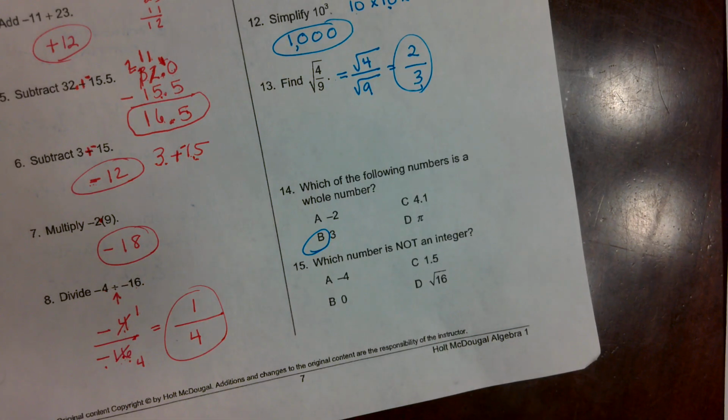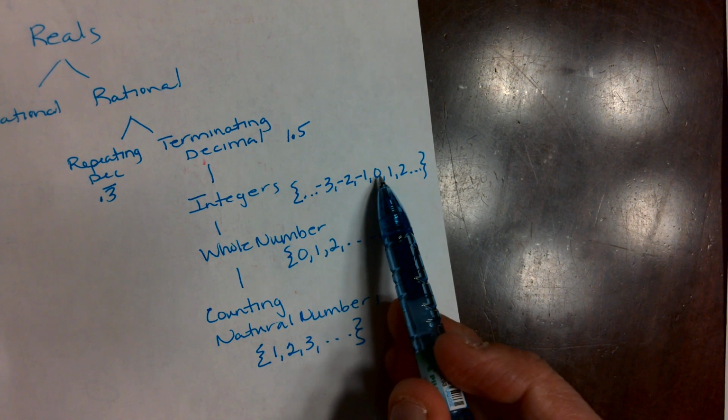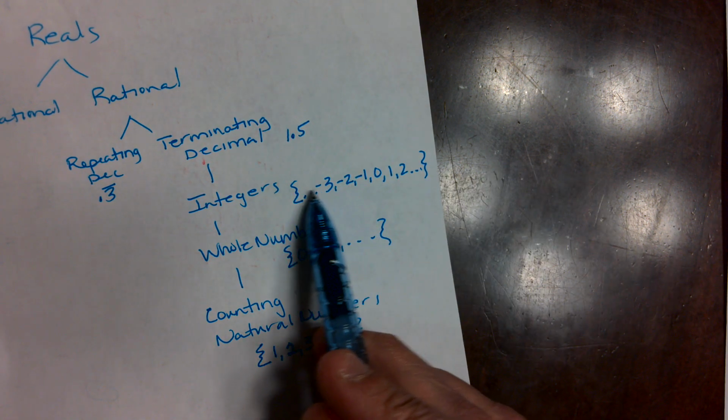So, good job. Which one is not an integer? Okay, let's refresh our memory on the integers. It was 0, 1, 2, 3, 4, 5, 6, and so on, and -1, -2, -3, and so on. All those are integers. Nothing more?